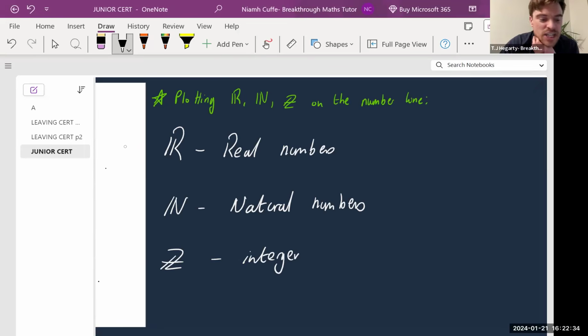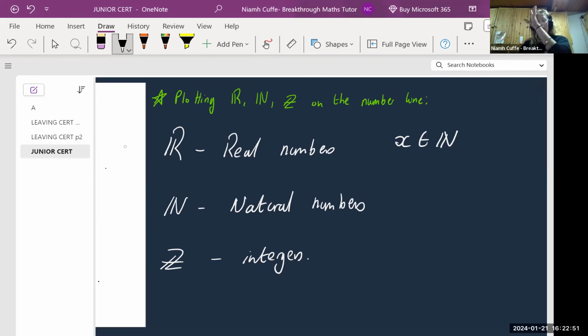Can I ask in the chat, has everyone seen that before? R, N, and Z. Can you say yes or no into the chat? Can everyone type in? Because that's crucial. Nice. Good. Super important, exactly. Because you're going to see something like this: x is an element of N, saying that x is a natural number; x is an element of Z, x is an integer; x is a real number.